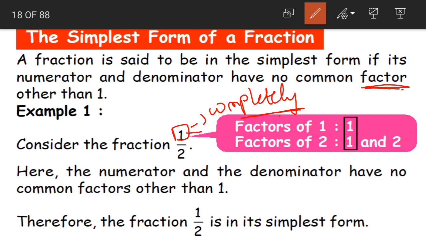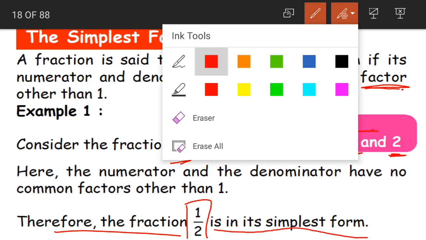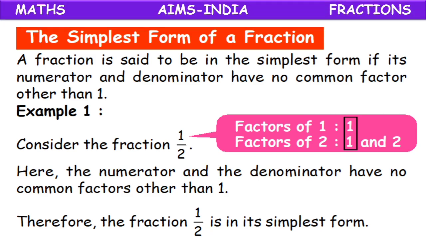Now what are the factors of 1? Factors of 1 are only 1. And coming to factors of 2, for 2 we have 1 and 2 as the factors. And what is the common factor for these two? See, both the numbers 1 and 2 have 1 as their common factor. Yes, they have only 1 as their common factor. So we can say that the fraction 1 by 2 is in its simplest form. The numerator and denominator should have no common factor other than 1.